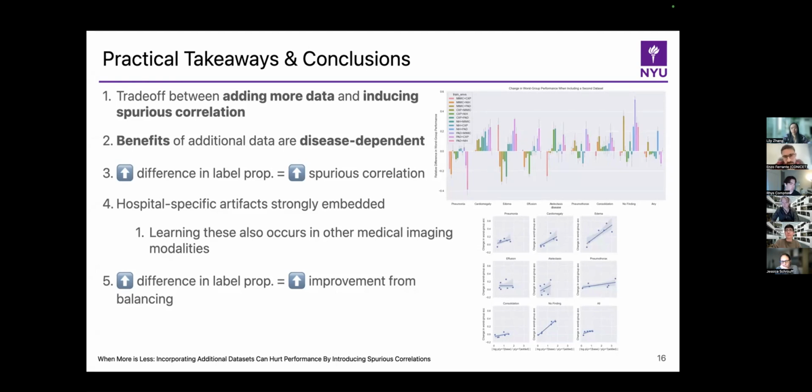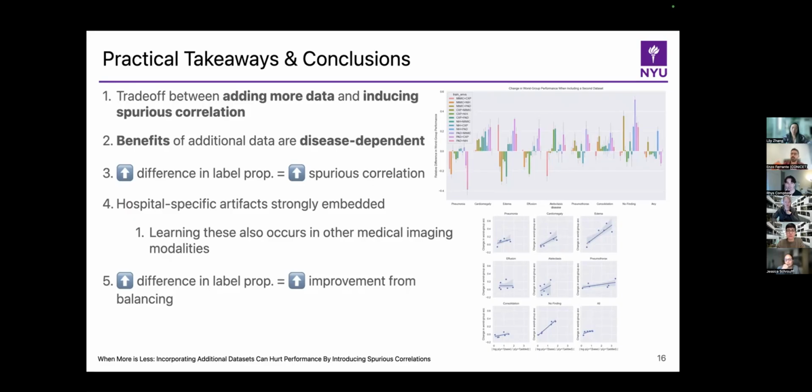We find that the greater the difference in label proportion between your two data sets that you're combining, the greater chance of learning a spurious correlation and the greater chance of having the degradation that comes along with that. This is because these hospital-specific artifacts are very strongly embedded. We looked at it just in the chest X-ray context, but there's a lot of other work that looks at other modalities, other X-ray types that shows similar results. That hospital-related signal is very strongly embedded in medical images.